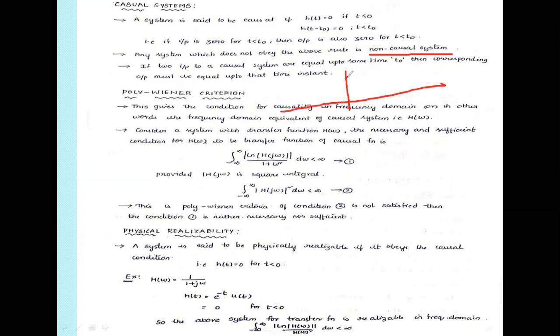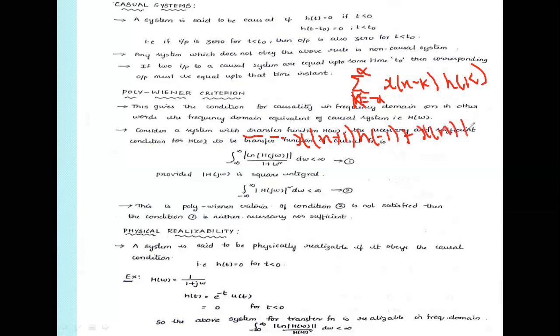Let us take the unit step function, which is causal. If it is shifted towards the left side, it is a non-causal system, because it depends upon the future inputs also. A causal system depends upon the present and past inputs only, and does not depend upon future inputs. Future inputs are zero, so you can take the h of t value as zero. If two inputs to a causal system are equal up to some time t naught, then the corresponding outputs must be equal up to that time instant. So I am saying here x of n, or let us take it as x of t.